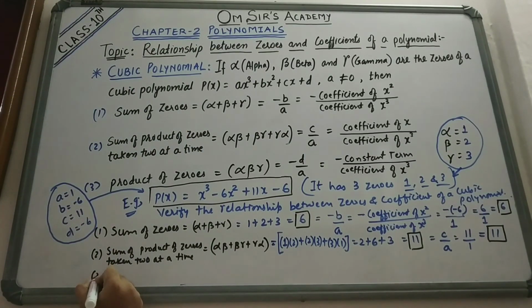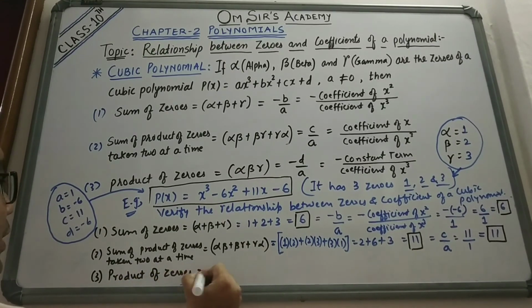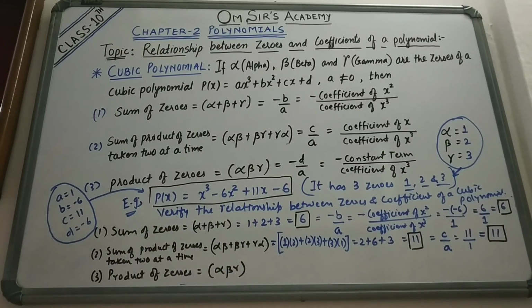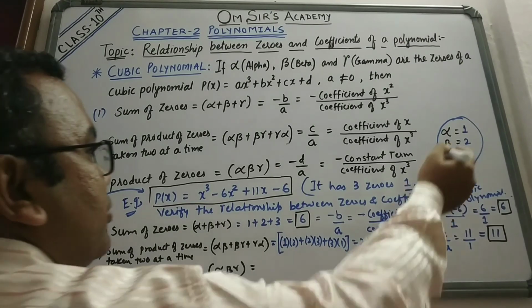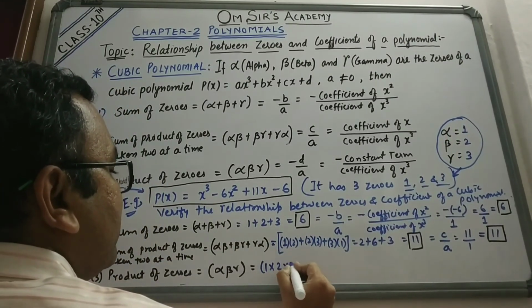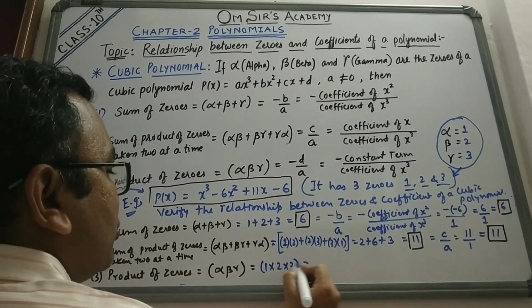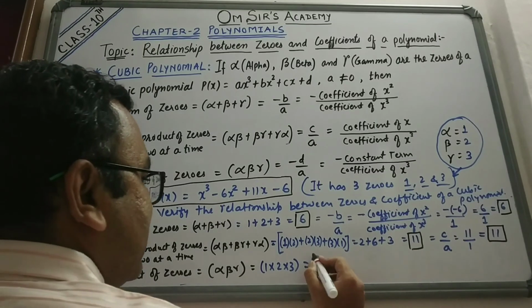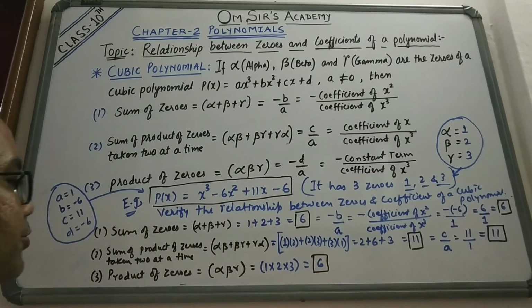Now the third part, that is the product of zeros. Product of zeros, that is alpha beta gamma, alpha into beta into gamma. I have to multiply all these three zeros, that is 1 into 2 into 3. So 1 into 2 into 3, that is 1 two's are 2, 2 three's are 6. So the product of all three zeros is 6.